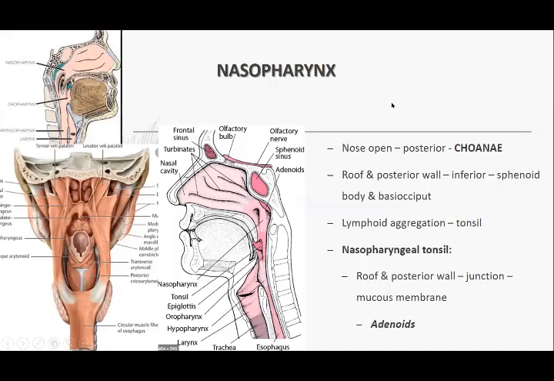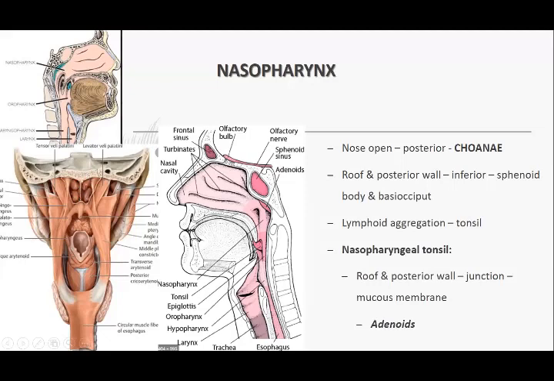Continue. Let's discuss the anatomy of the nasopharynx. The nasopharynx, as we just told you, is lying posterior to the nose. Okay. So as a result, the nose posteriorly opens into the nasopharynx. The posterior opening of the nose is into the nasopharynx. This is the posterior opening of the nose. This is the nasal septum. The bone forming the nasal septum is the vomer.